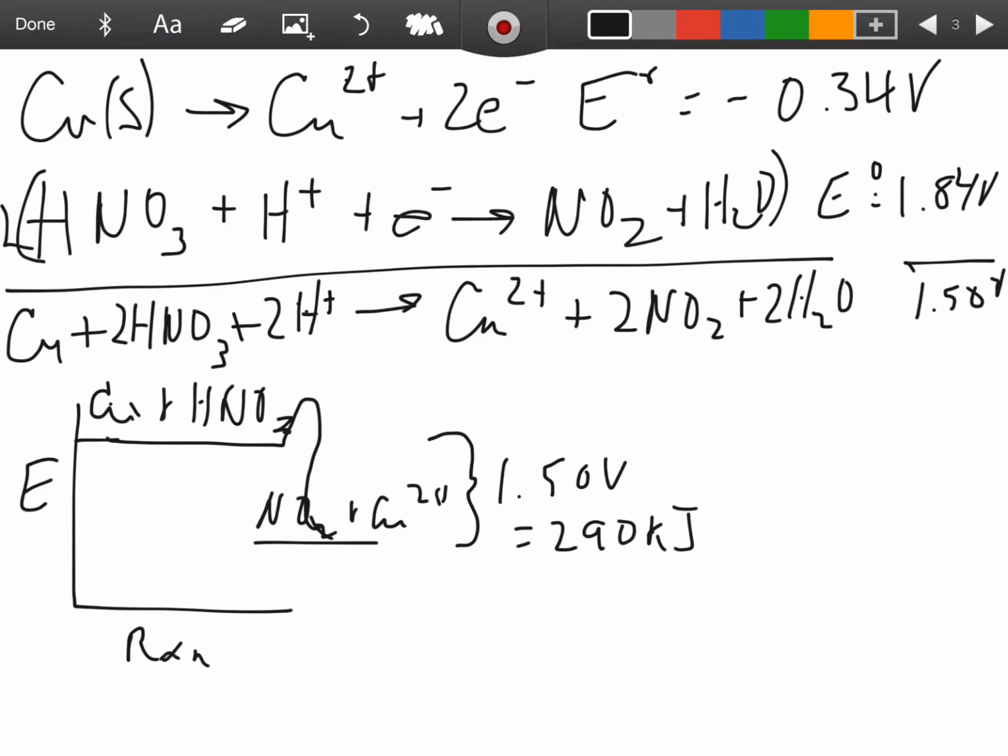E, the potential, is independent of the number of electrons. So if I have 2 electrons or 4 electrons, the potential is still going to be the same amount. The delta G, on the other hand, is dependent on the number of electrons. It is dependent upon how much stuff we're using. So if I have 2 moles of something, I'm going to get twice the amount of energy out of it.